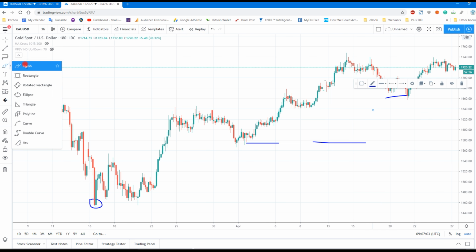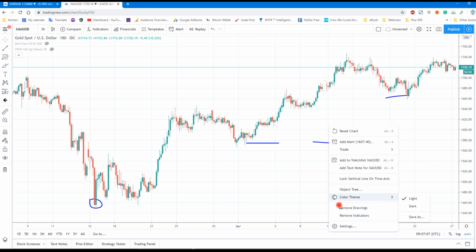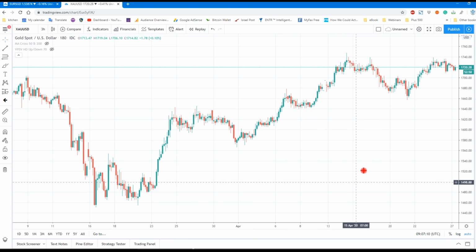Well, give me a second here because for some reason this marker doesn't want to turn off. Let's see if we can do it this way.